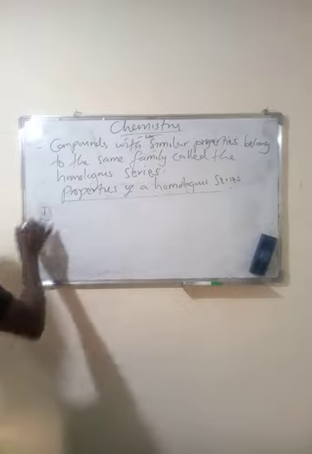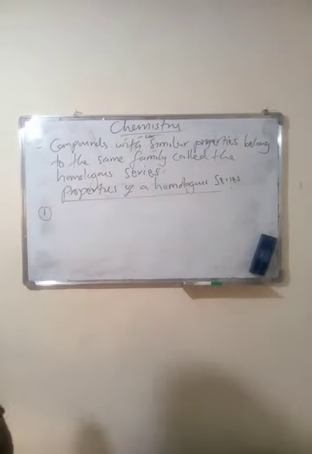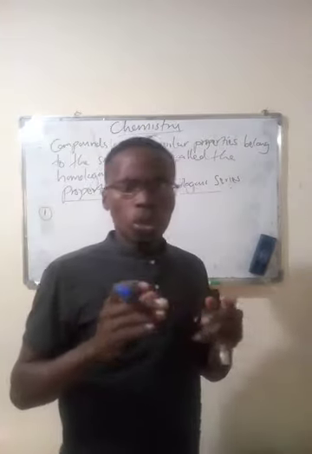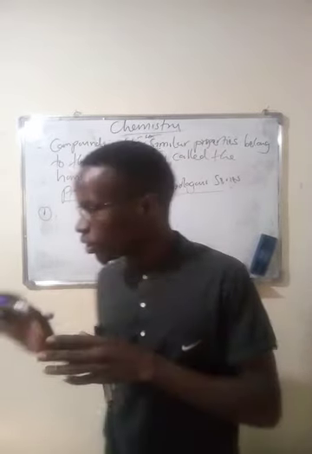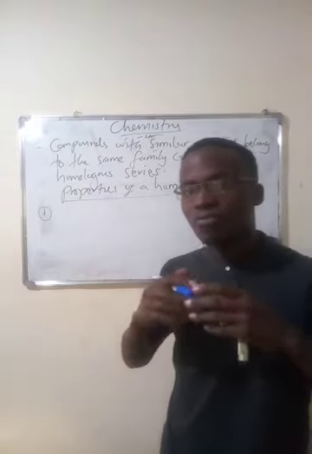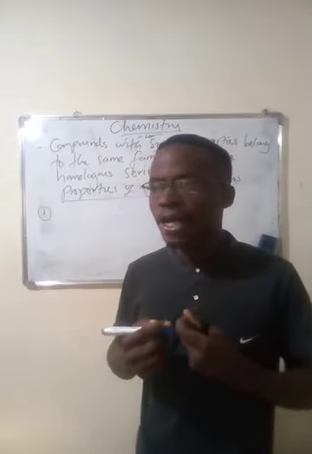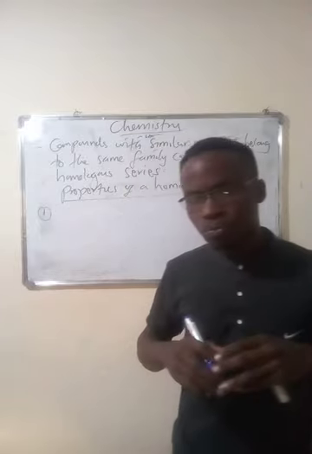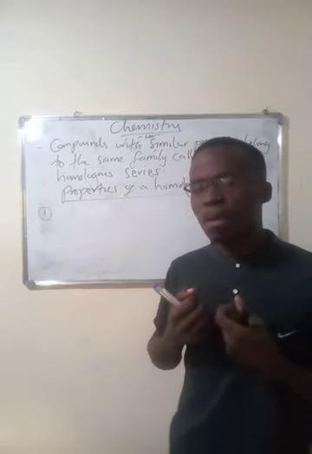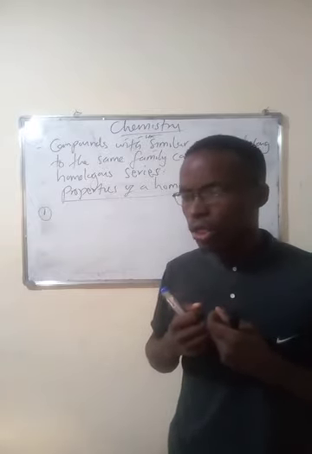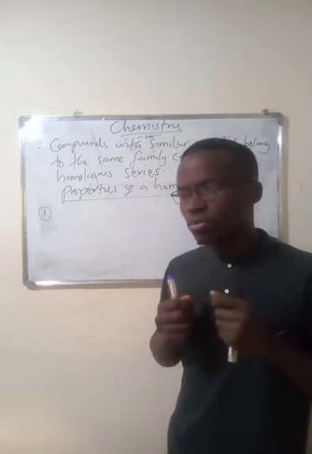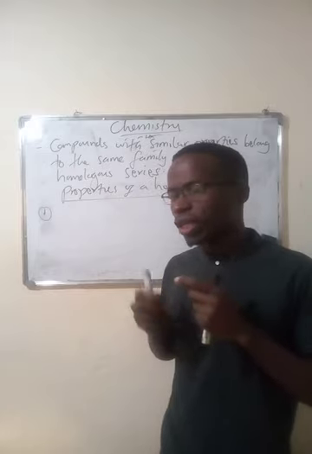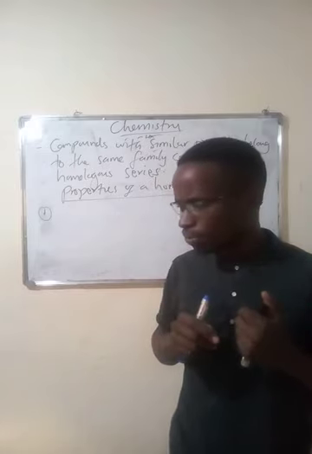Now, what are some of the properties of a homologous series? Okay, so number one, compounds that belong to the same homologous series, like I have mentioned earlier, have similar properties. Okay, now when we talk of chemical reactions, for example, reactivity decreases with the number of carbon atoms. Okay, so if you have two compounds that belong to the same homologous series, and then we find that one of them has more carbon atoms than the other.